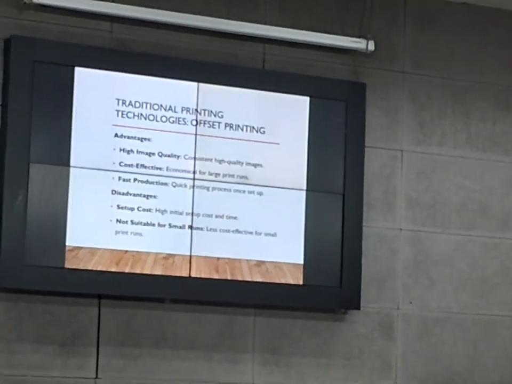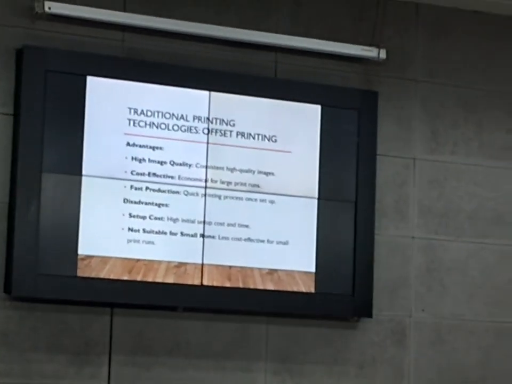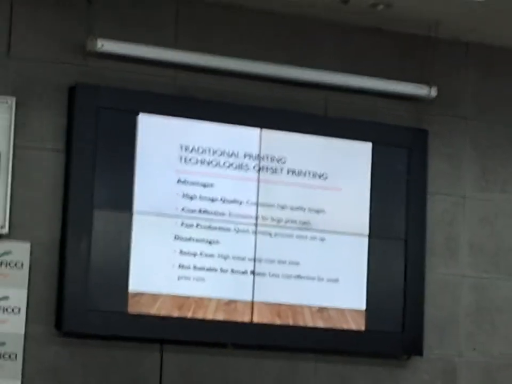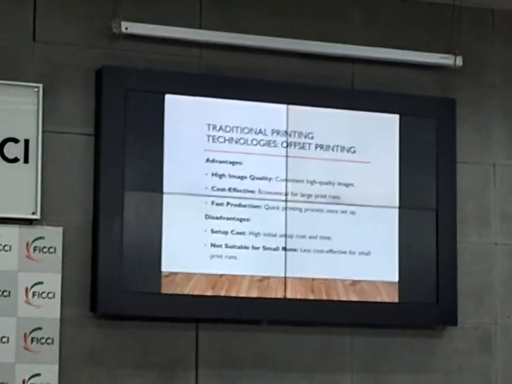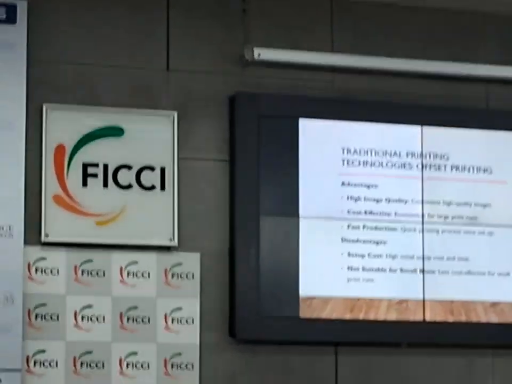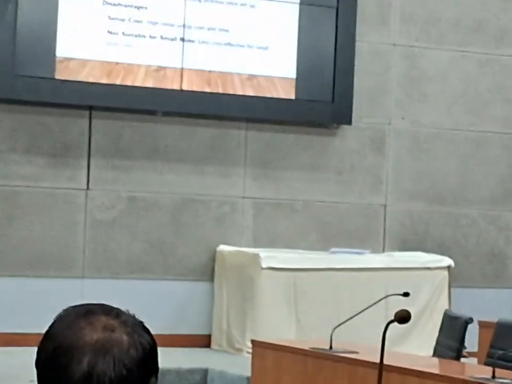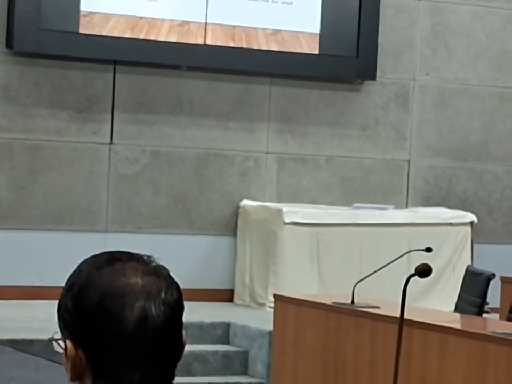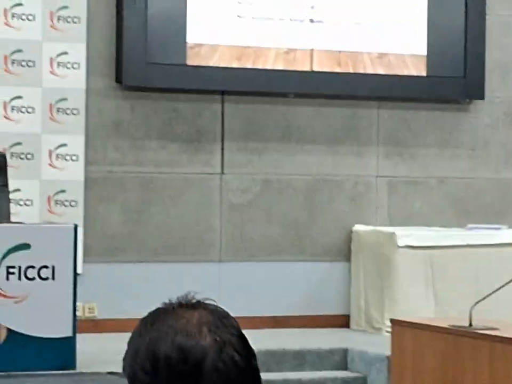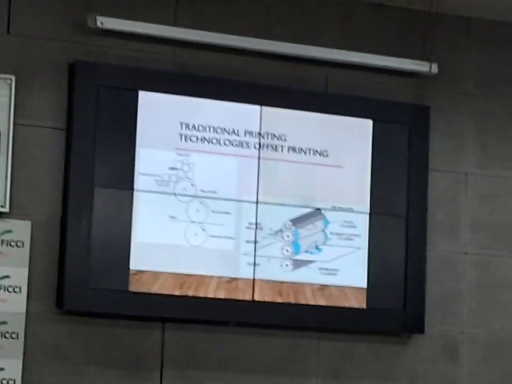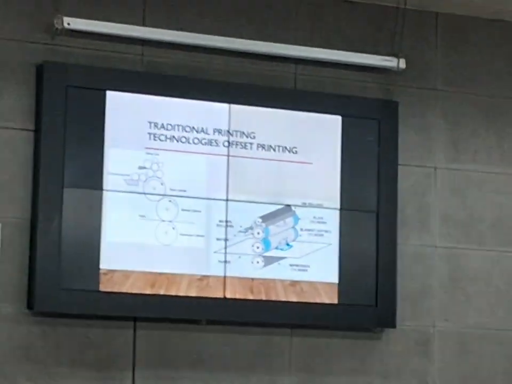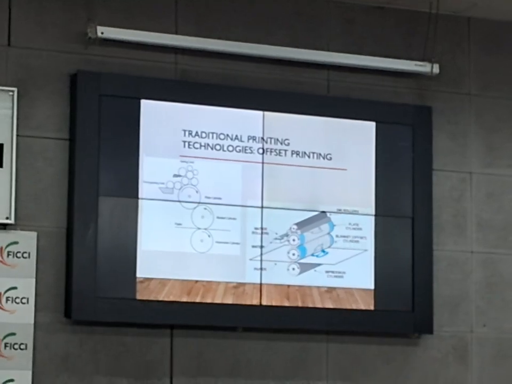So nowadays digital printing has taken its place for short runs. A minimum of 4,000 to 5,000 copies is required for an offset printing publication. So these are some sketches based on the principle that we have mentioned.